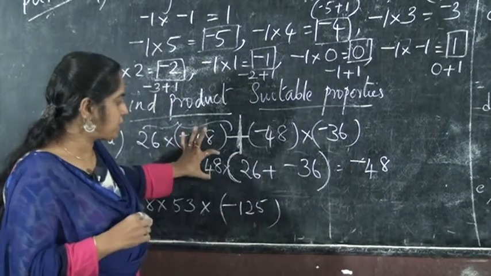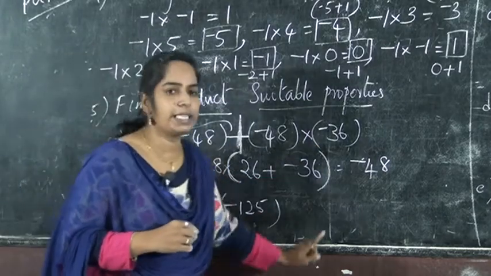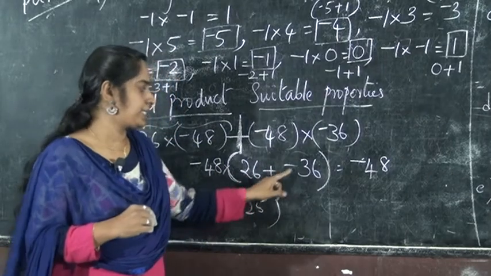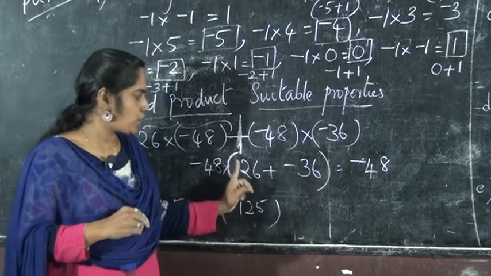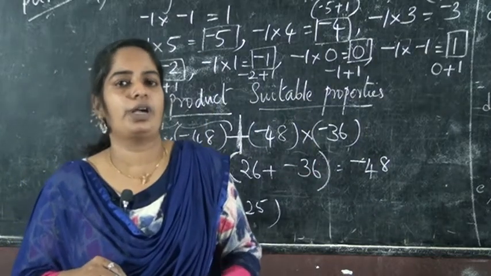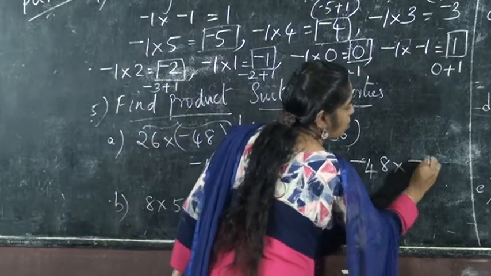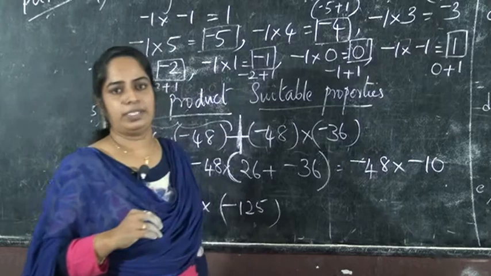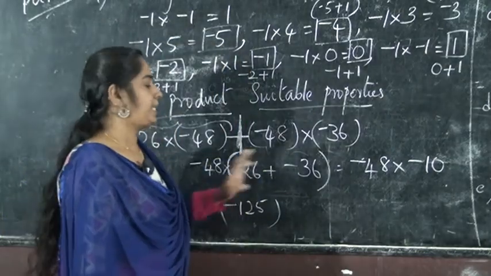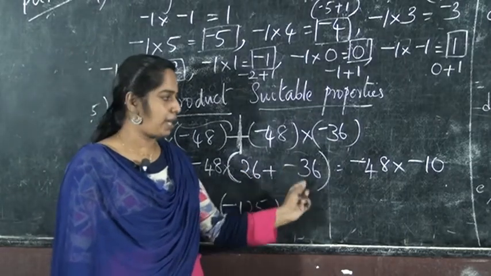So minus 48 into what is inside the bracket, we want to do first. So 26 plus minus 36 means it will become 26 minus 36. So 26 minus 36 means what? It is minus 10. So 48 into minus 10. Isn't it, children? You all understand that? Yes. So it is minus 10 there because the bigger number's sign is minus. So it becomes minus 10.